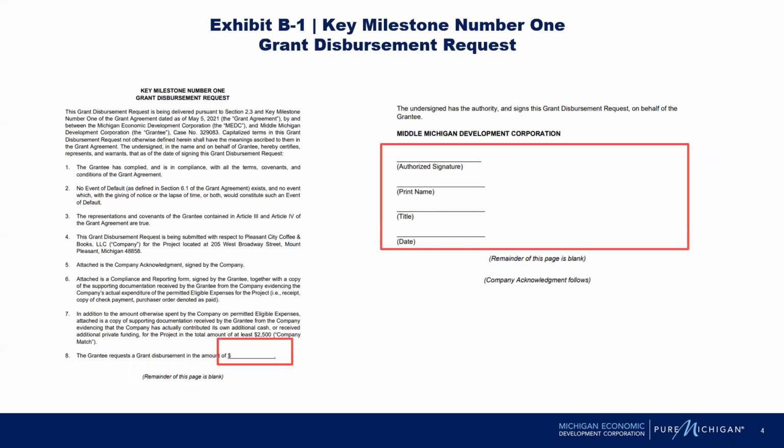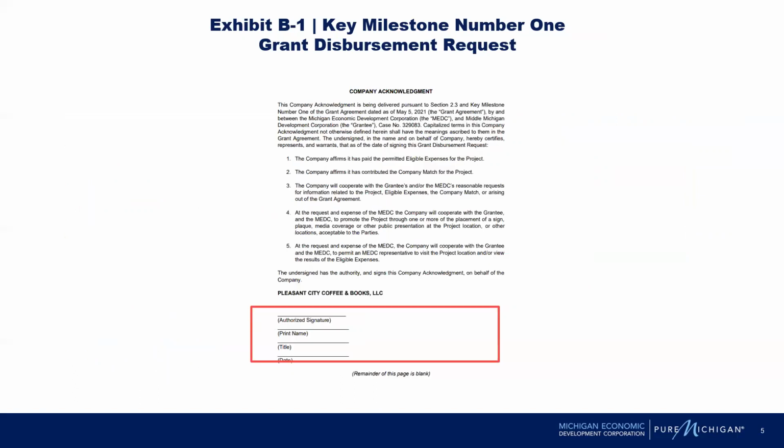This is a look at what the key milestone number 1 grant disbursement request looks like. It is a 2-pager. You'll need to complete line number 8, at the bottom of the page, where you're going to fill in the amount that you're requesting, and then make sure that you sign this form. It should be signed by the authorized signer, the same person that signed the grant agreement. The next page of the Exhibit B1, the grant disbursement request, is the company acknowledgement. So make sure you get with the company to have this page signed.